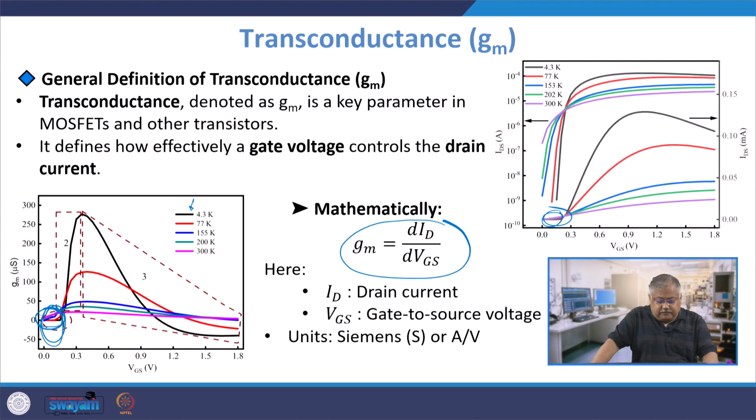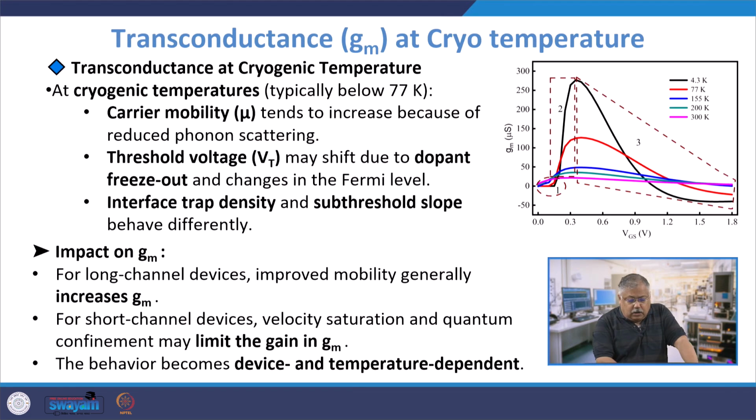So, let us divide this whole graph into 3 parts, part number 1, 2 and 3. Part 1 is where you have low GM or 0 GM, part 2 is where the GM is an increasing function of VGS, and part 3 is where the GM is a decreasing function of gate to source voltage. Now, let us go one by one.